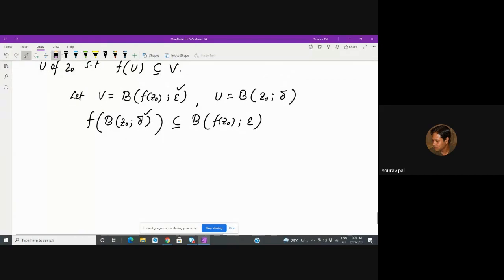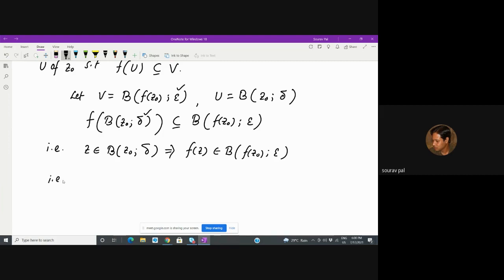In another way, you can just write: z belongs to this set implies f(z) belongs to the epsilon set. So how do you denote this set? This is just an open disk with center z0 and radius delta. And we have seen earlier, we have a short notation for this, |z minus z0| less than delta, right? This is the way, if you remember the previous class. And what is the notation for this?